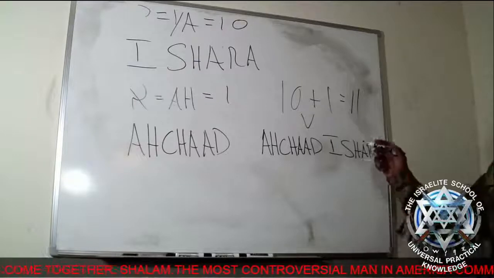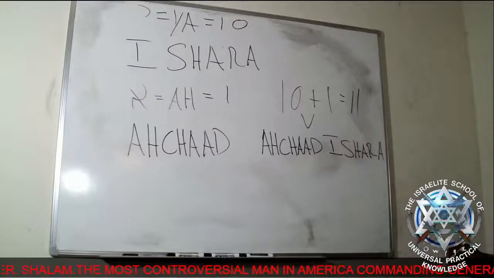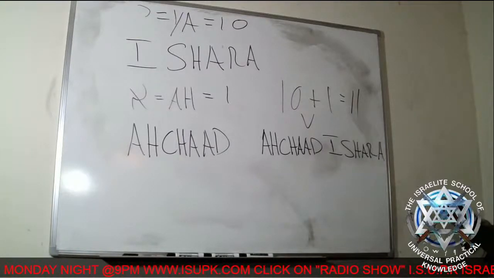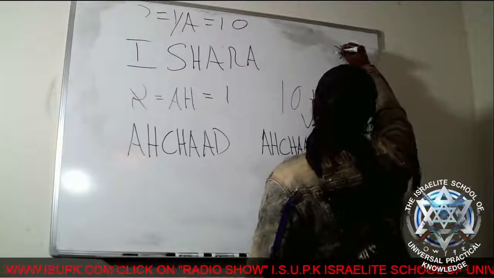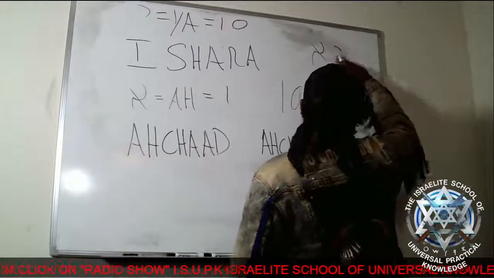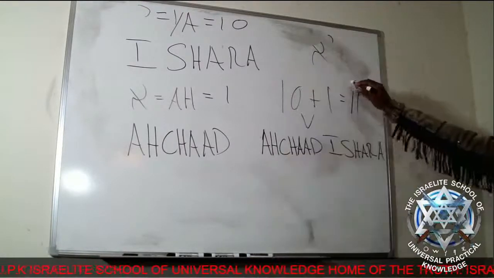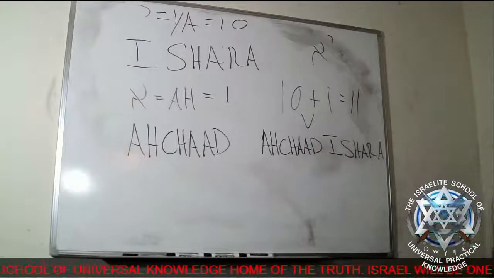So when you see an A and a Ya together, alright? When you're reading the Hebrew Bible, it's going to look like this. You're going to see a Yah and an Ah next to each other in the Bible.